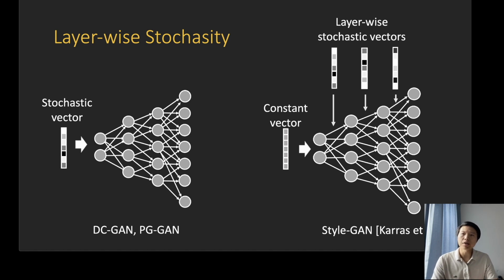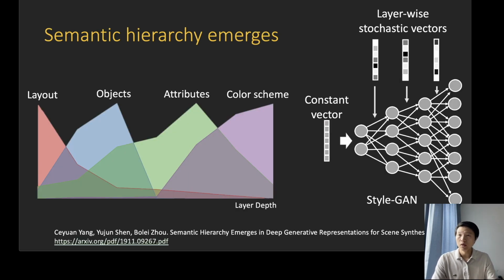StyleGAN greatly improved the synthesis quality. Also, it gave us the opportunity to control the semantics in different ways. We have these layer-wise stochastic vectors, and we can apply our InterFaceGAN framework to interpret them. After this layer-wise analysis, we notice a very interesting semantic hierarchy emerging inside the layers of the generator. We apply InterFaceGAN to each layer's hidden vectors, then analyze their importance to different concepts.